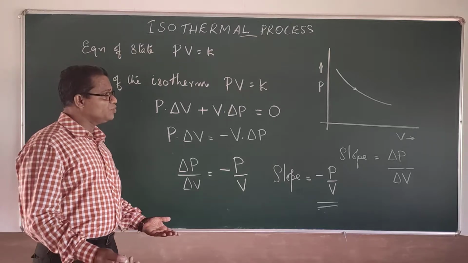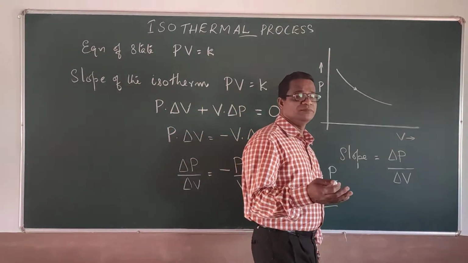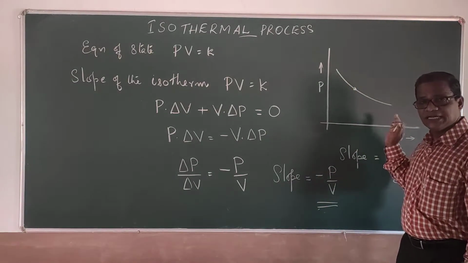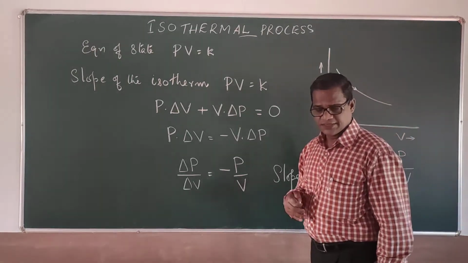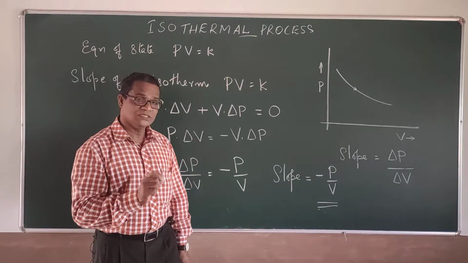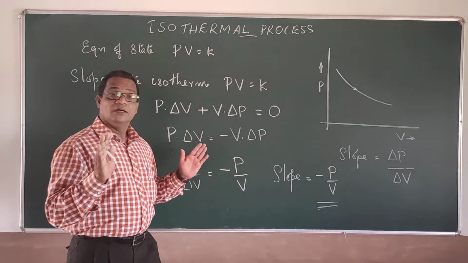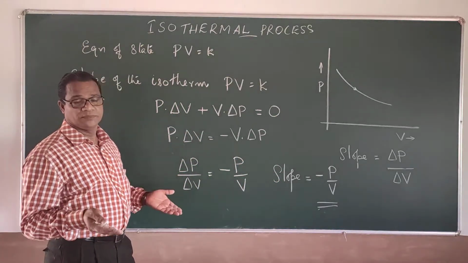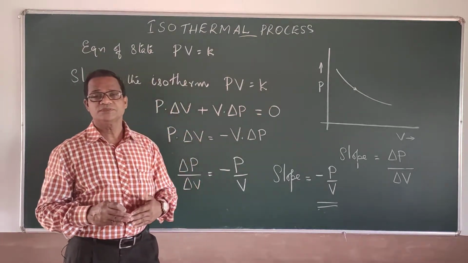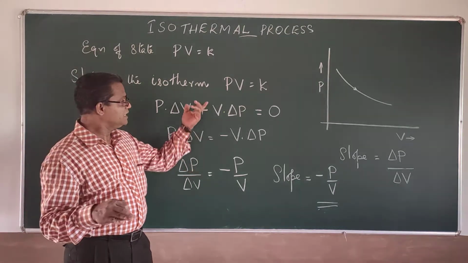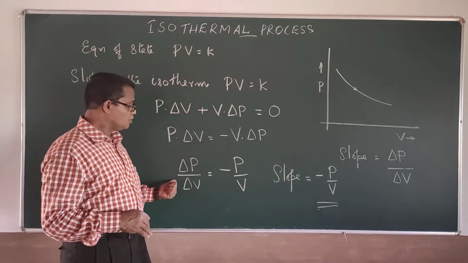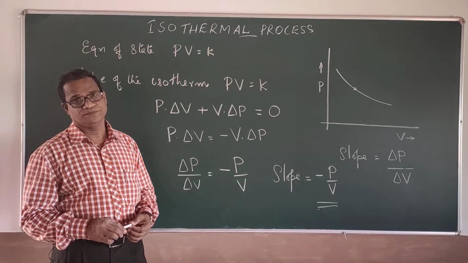Now we want to find the work done in the isothermal process. That is the next thing. That work done can also be obtained from this indicator diagram, but we will discuss that in the next session. If you want to find the slope of thermodynamic processes, whatever they may be, you will have an equation of state for that particular process. Take that equation, differentiate it, and reach the slope formula, delta P by delta V.